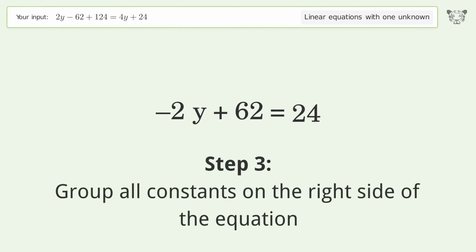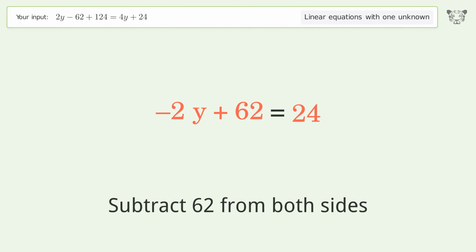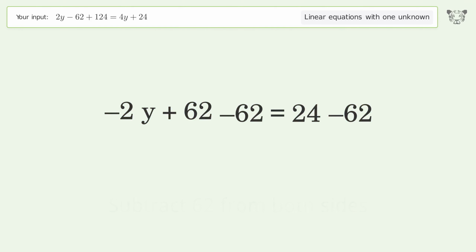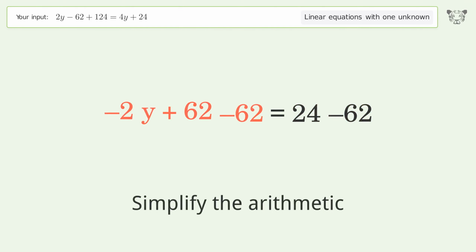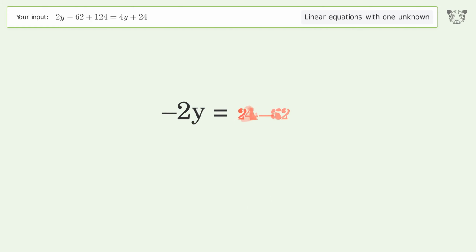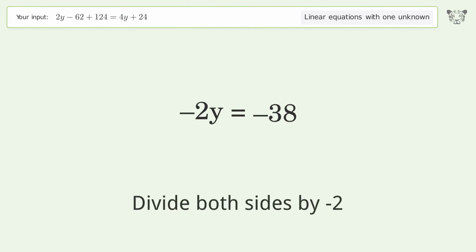Group all constants on the right side of the equation. Subtract 62 from both sides. Simplify the arithmetic. Isolate the y. Divide both sides by -2.